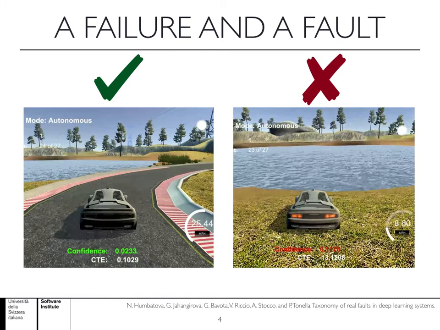As DL solutions are adopted in a large number of tasks that are safety critical, ensuring their robustness and understanding the reasons behind the failures that occur in such systems becomes crucial. We define failure as the inability of a DL component to exhibit the expected behavior specified by performance requirements. In this example on the right, you can see an autonomous car that fails to follow the track and goes into the lake.